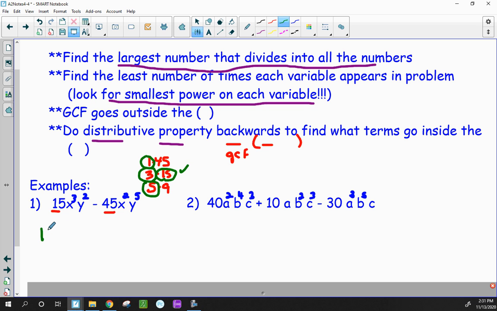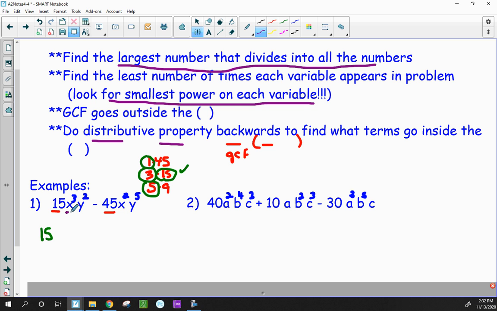Okay, and you can do a lot of that part in your head if you're really quick with factors and multiplication tables, and then that process will take you less time. I was just breaking it down to show you exactly how you can think about it. Next, you're going to find the least number of times each variable appears in the problem. So you're going to look for the smallest power, and we're doing the smallest power again because we want to figure out what they have in common.